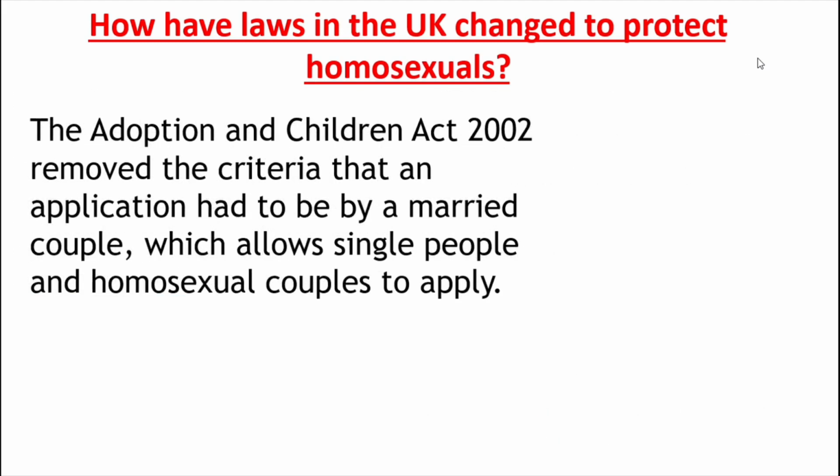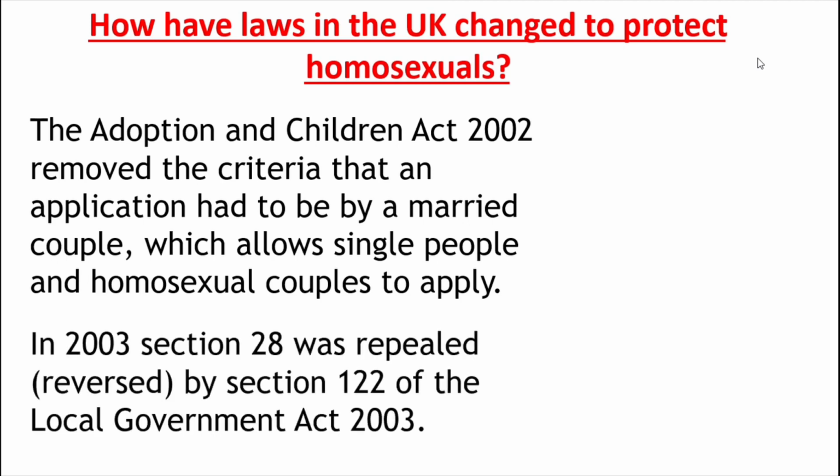In 2002, the Adoption and Children Act removed the criteria that an application had to be by a married couple, which allows single people and homosexual couples to apply. This piece of legislation allowed homosexual couples, as well as those who are not married and single people, to actually adopt children. In 2003, Section 28, which was introduced in 1988, was repealed, another word for reversed, by Section 122 of the Local Government Act 2003.